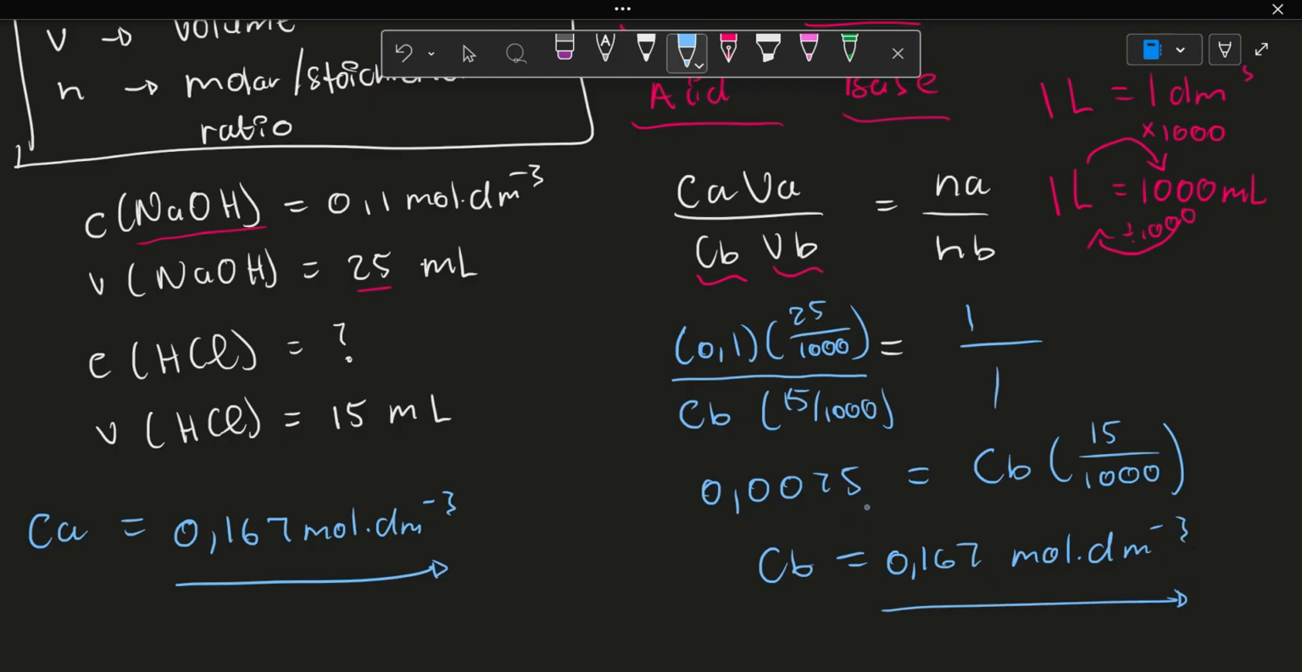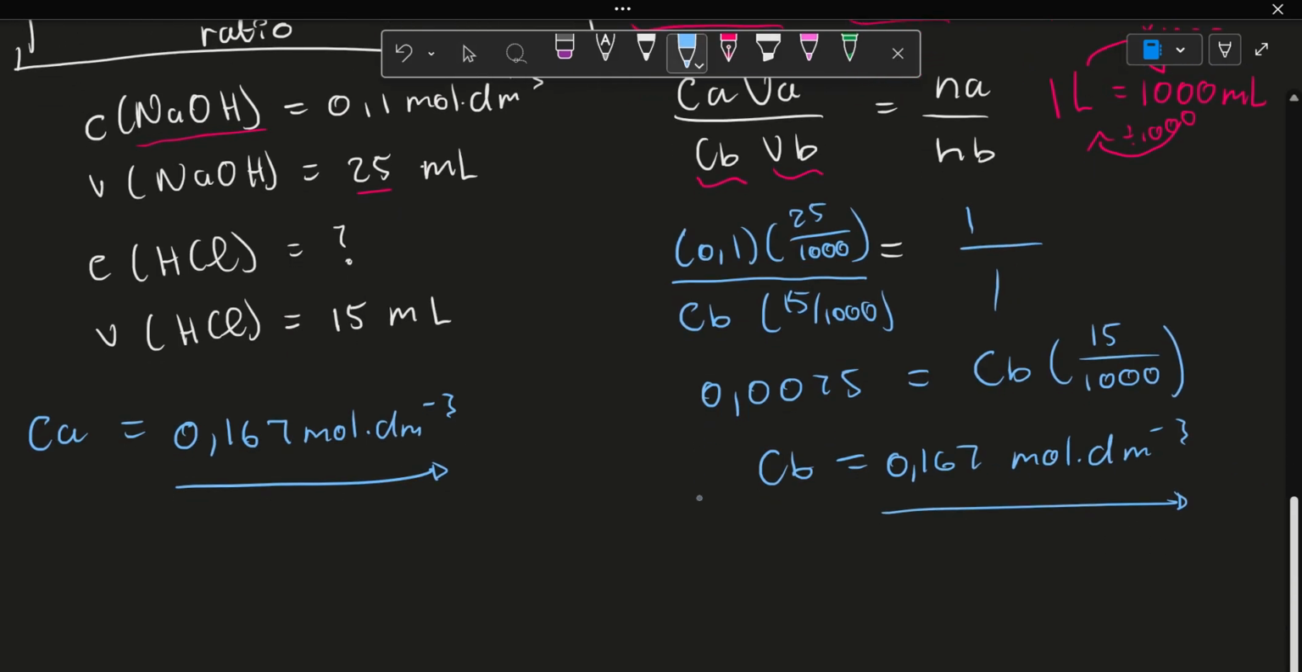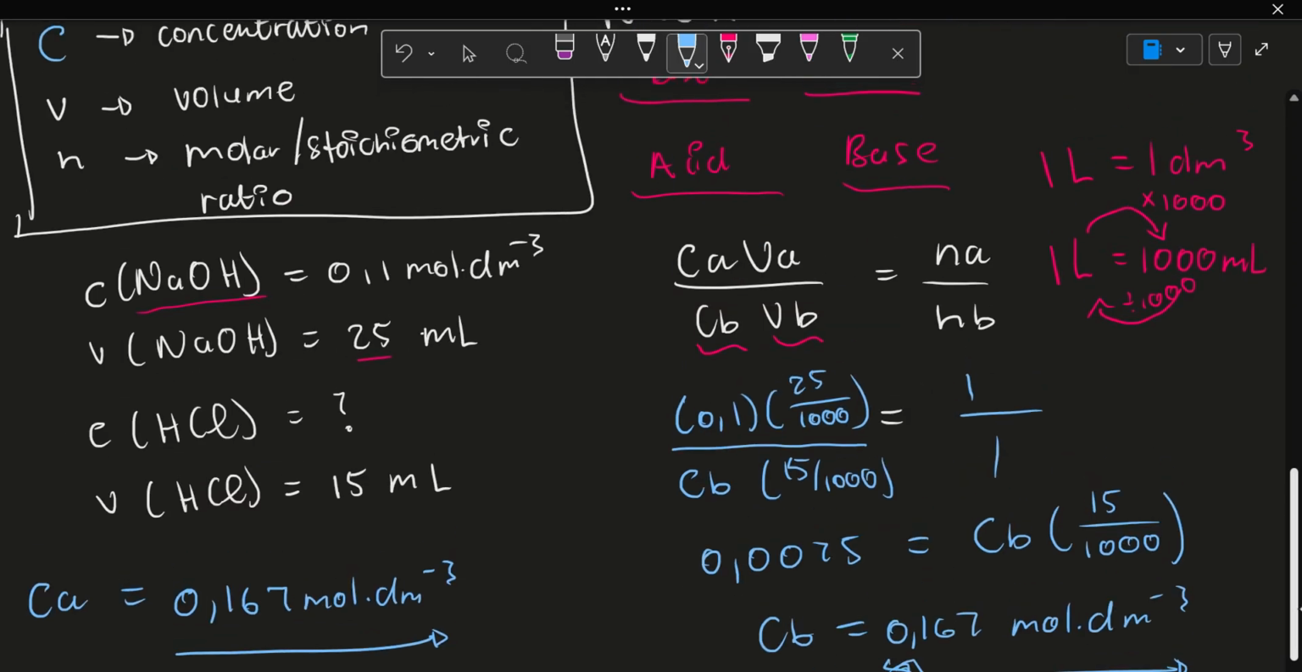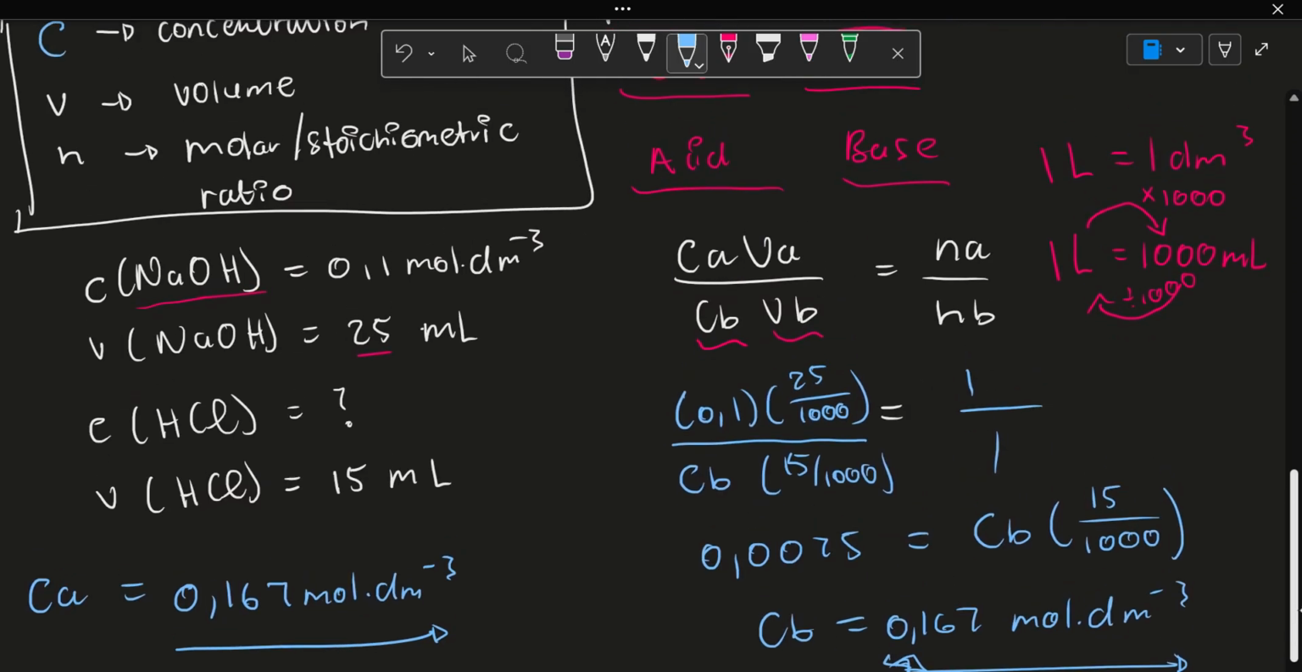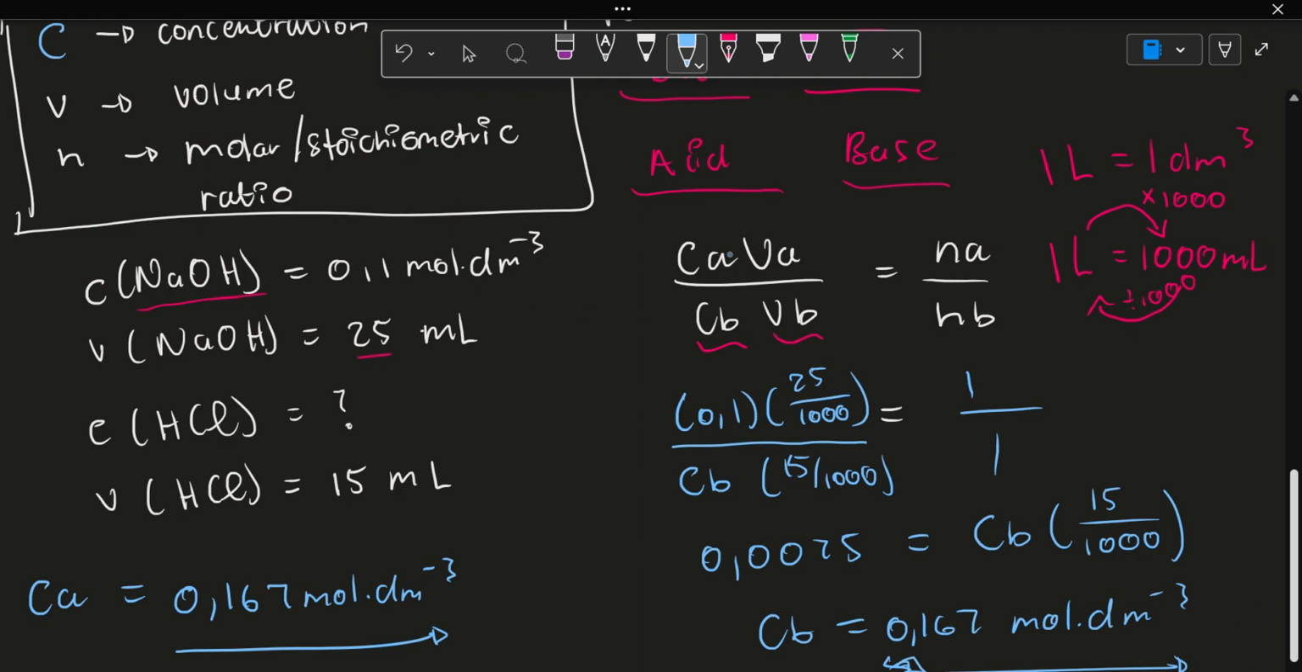So you notice something. Obviously you would actually have to conclude at the end that therefore the concentration of HCl is this guy over there. What you could realize here is that it really doesn't matter which one you choose as your Ca or your Cb, but if you change the order in which it should be, then you also need to change the stoichiometric coefficient.